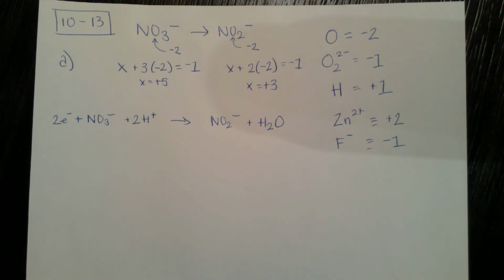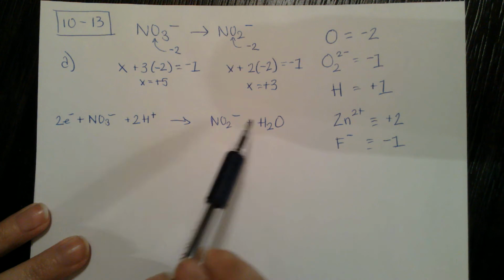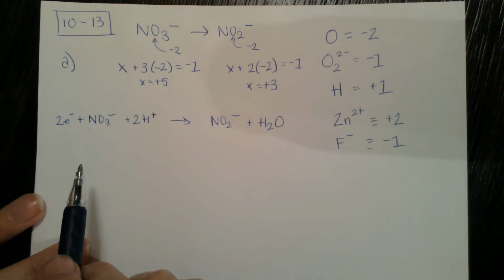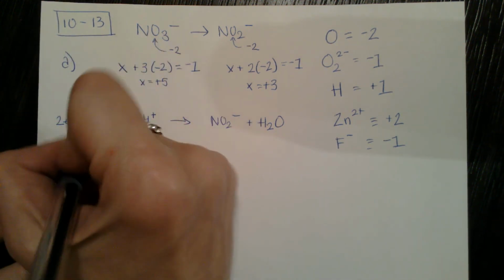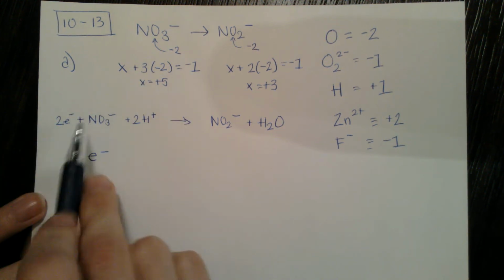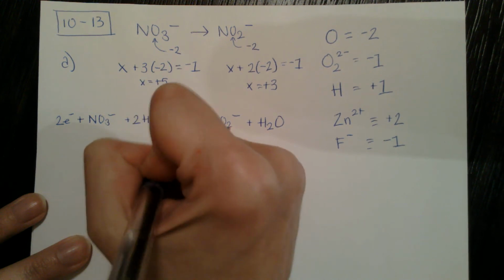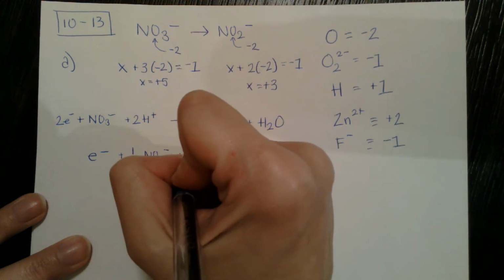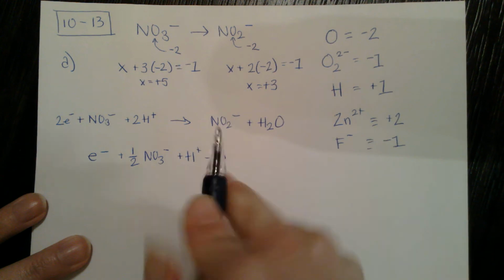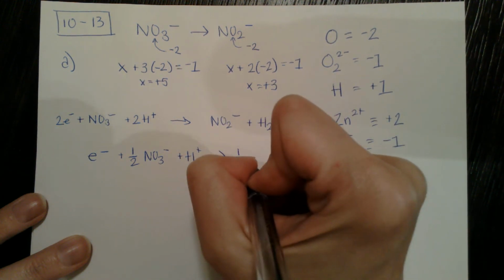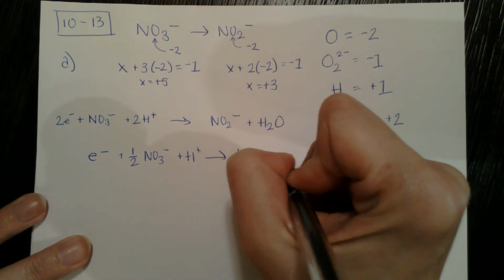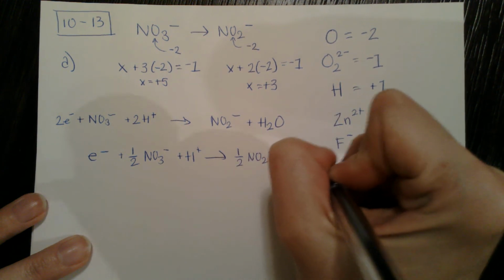So this is our balanced half reaction, but when we're doing these PE calculations, we need 1 electron. We have 2 electrons here, and we want 1. So we're going to solve this by dividing everything through by 2. That gives us our 1 electron. So this turns into 1/2 NO3 minus, this turns into just H+, and our arrow leads to 1/2 NO2 minus and 1/2 H2O.